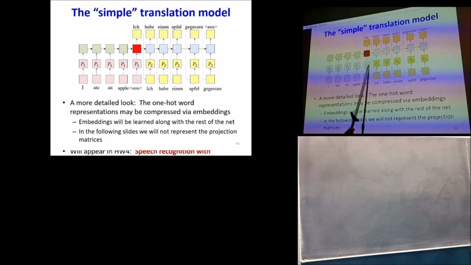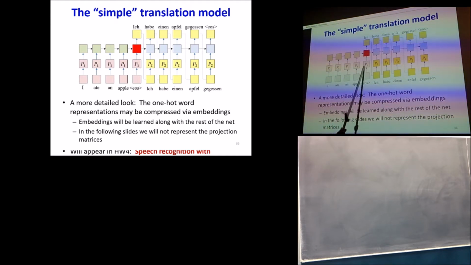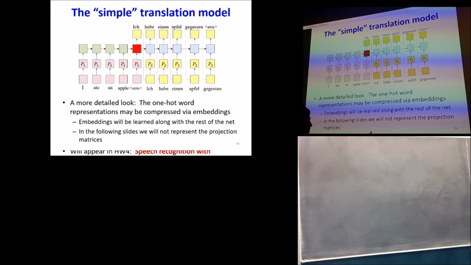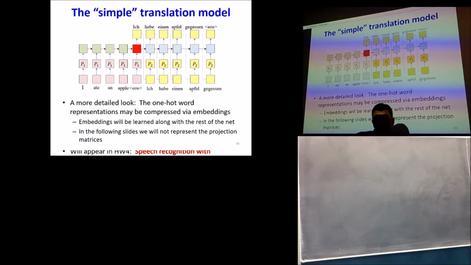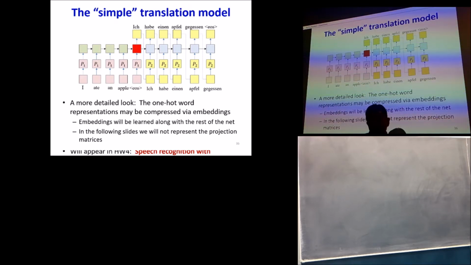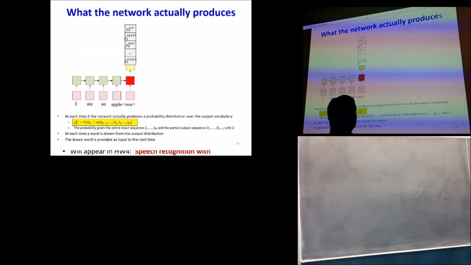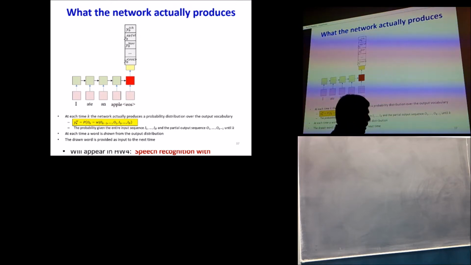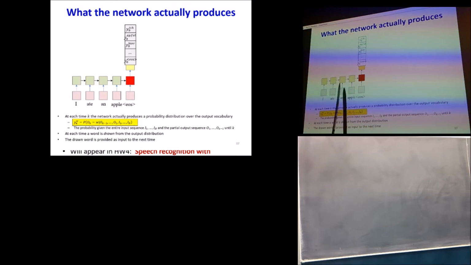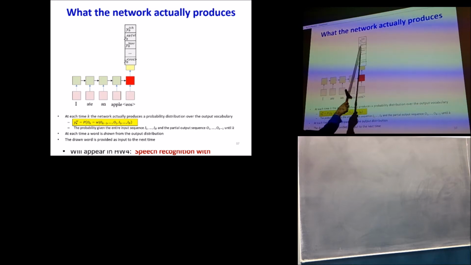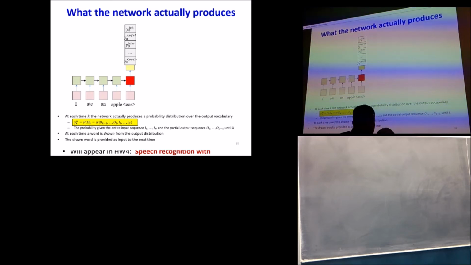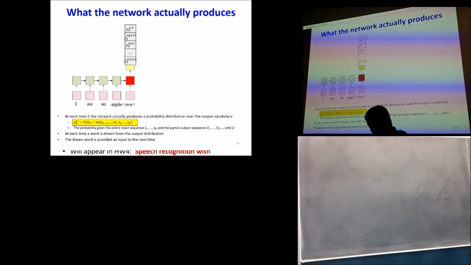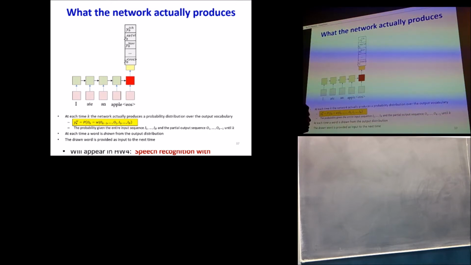And this projection matrix would be different for the input sequence and for the output sequence, because the input and output sequences can be from completely different languages with different vocabularies. The projection matrices are going to be different. But what the network actually produces is this. At the first time, it's going to produce a probability distribution over all the words in the output vocabulary. So for instance, if you're translating English to German, it's going to produce a probability distribution over all German words.